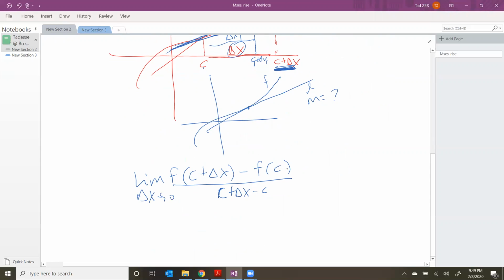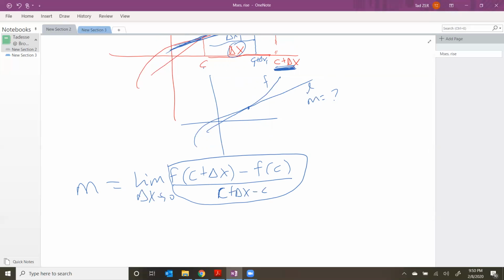If this limit exists, what does that mean? The right-hand limit of this expression, which we call the difference quotient, is a real number, the left-hand limit of this difference quotient is a real number, and both right and left are the same. In that case, we call this the slope of the tangent line. So we started from a secant line, and now we were able to find the slope of the tangent line.